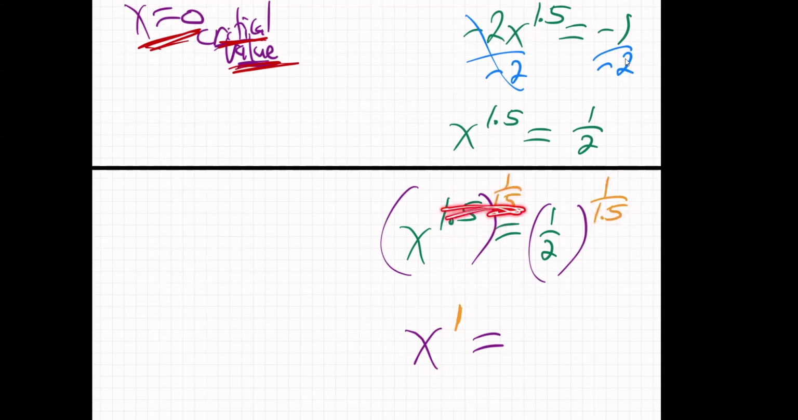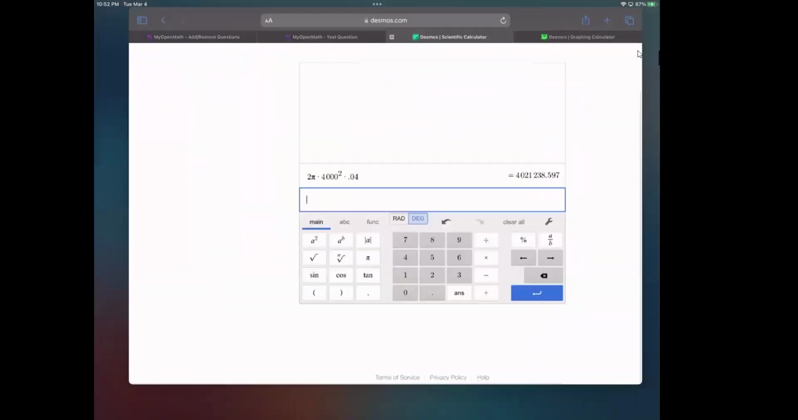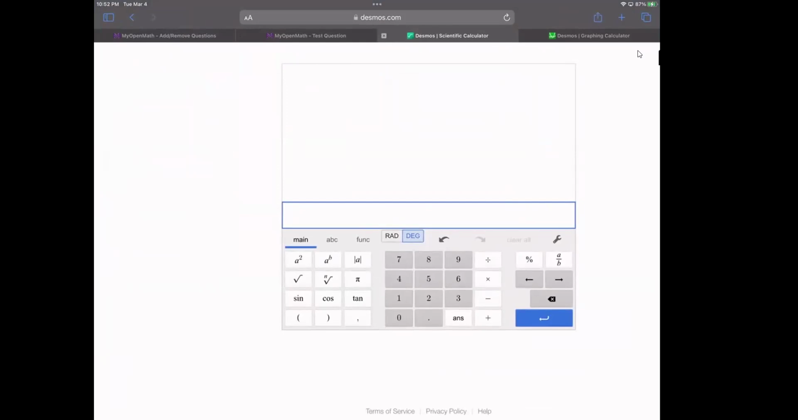And these will cancel. Why will they cancel? Well, because 1.5 is over 1 and 1 over 1.5, they cross cancel. It just becomes x to the 1. Now, what's this side? Let's go hit the buttons on our calculator. It's 1/2 to the 1 over 1.5. So I'll go parentheses, 1/2, to the power, 1 over 1.5. There it is. 1/2 to the power 1 over 1.5.